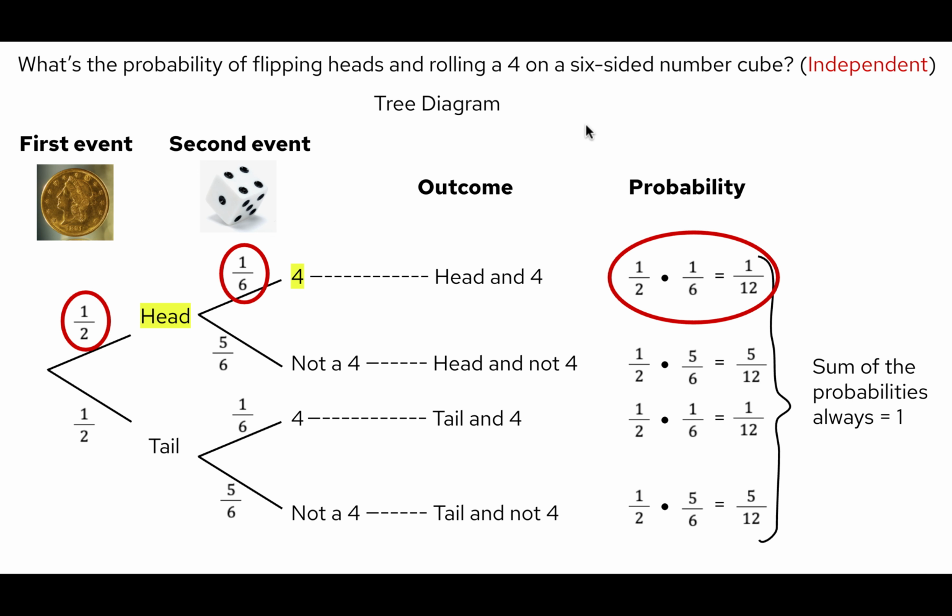Now, when we make these tree diagrams, we can make sure that we haven't made an error. If we add up all of our probabilities, they should equal 1. So the sum should always equal 1 because one of these things has to happen.